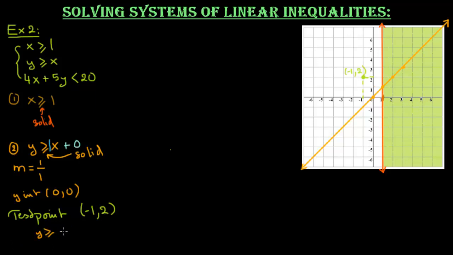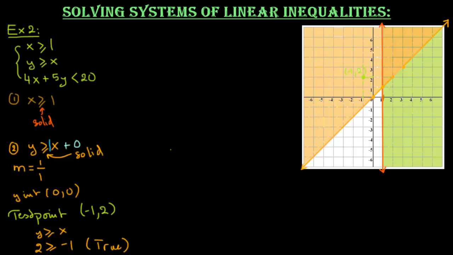So our inequality is y greater than or equal to x. My x is -1 and y is 2. So I plug them in. 2 greater than or equal to -1. And that is a true statement. So since it's true, we have to shade above the line. We will shade above this light orange line. As we see, if I shade above, they overlap in this area. But it's not our answer yet because we have 3 inequalities. We have to graph the last one as well.